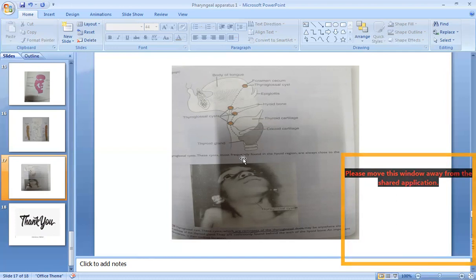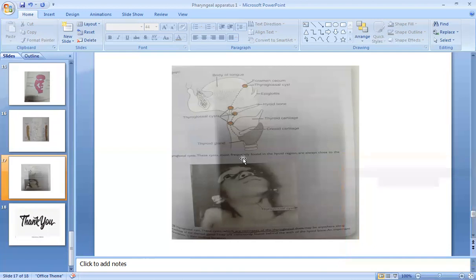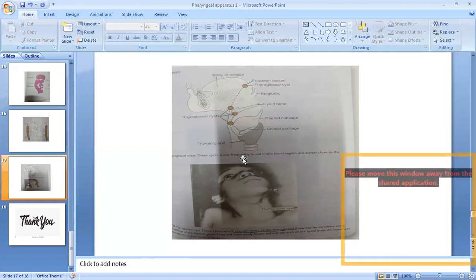So this was all about the pharyngeal apparatus, which comprises the pharyngeal arches, which are lined by ectoderm from the outside and endoderm from the inside. I hope you can now understand what the pharyngeal arches are and how they contribute to the development of the face.